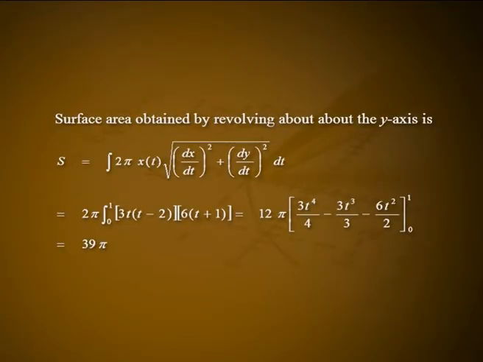Surface area obtained by revolving about the y axis is S equal to the integral of 2π x(t) times the square root of (dx/dt)² plus (dy/dt)² dt, which is equal to 2π times the integral from 0 to 1 of 3t(t² − 2)·6(t + 1)... which is equal to 12π [3t⁴/4 − 3t³/3 − 6t²/2] between the limits 0 and 1, which is equal to 39π.